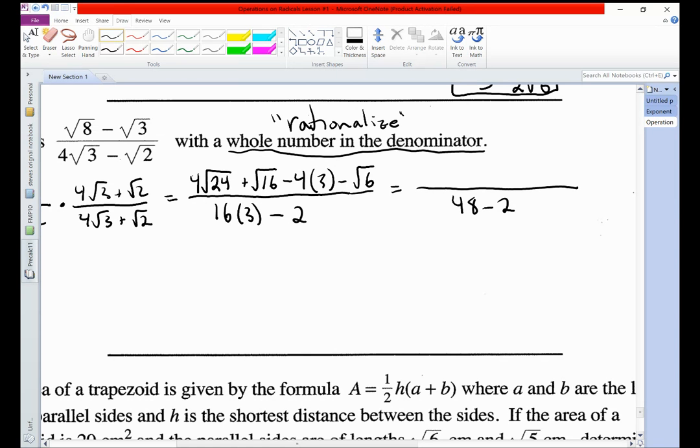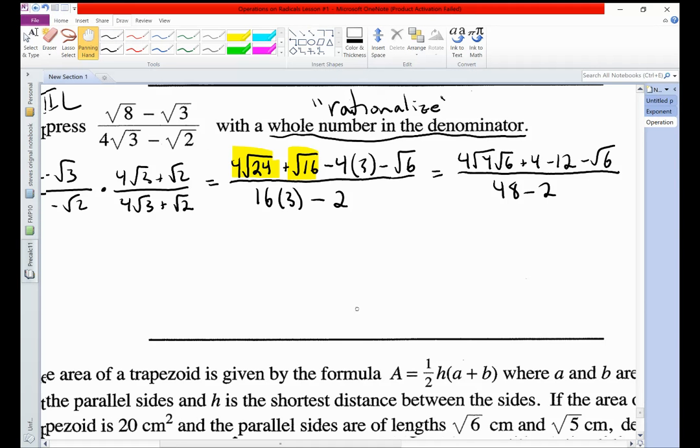What can we do to simplify each term? So you can see here, we have 4 root 24. So we can write that as 4 multiplied by root 4 root 6. So I've split root 24 into root 4 root 6. The square root of 16 right here is just 4, which is nice. So then we can say plus 4. And then the next one is negative 4 times 3, which is negative 12. And we'll leave root 6. Can't really do much with that.